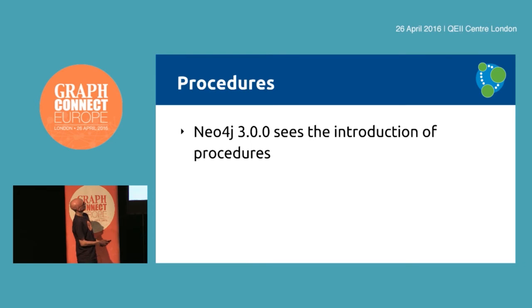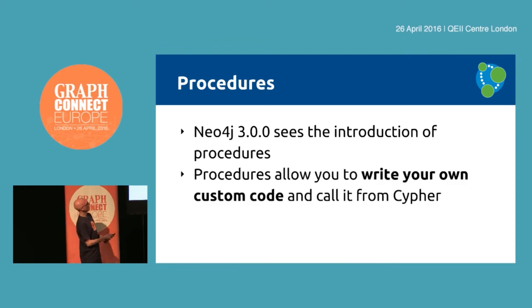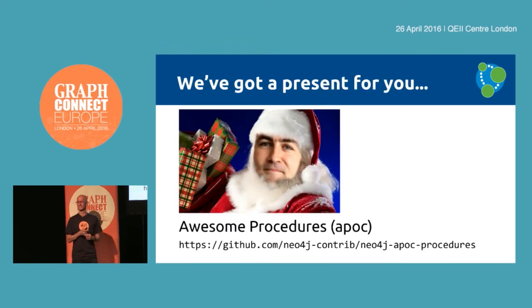Yeah. So Emil's already ruined my slide. Neo4j 3.0 has got the procedures, and they allow you to write custom code. And Michael's got some presents for you.